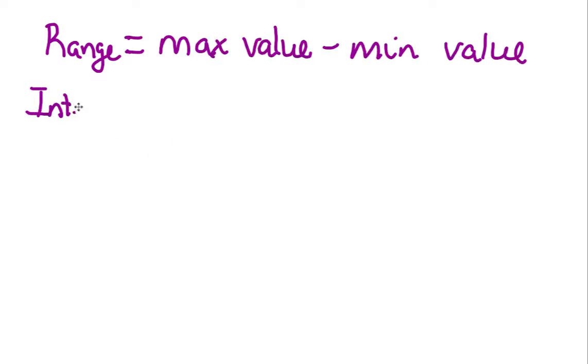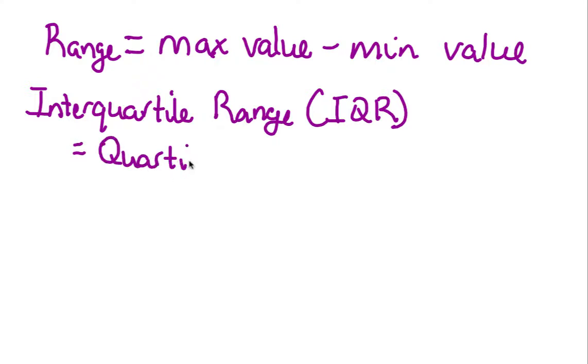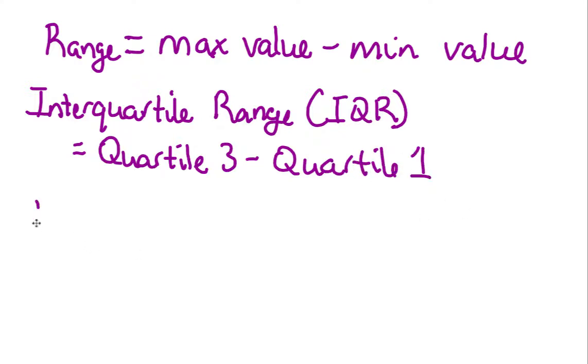Distribution A's data is twice as spread out as distribution B's data. So range is maximum value minus minimum value. But interquartile range is the range of the middle 50% of your data. Interquartile range, abbreviated IQR, is found by taking quartile 3 minus quartile 1. So the formula for interquartile range is Q3 minus Q1.